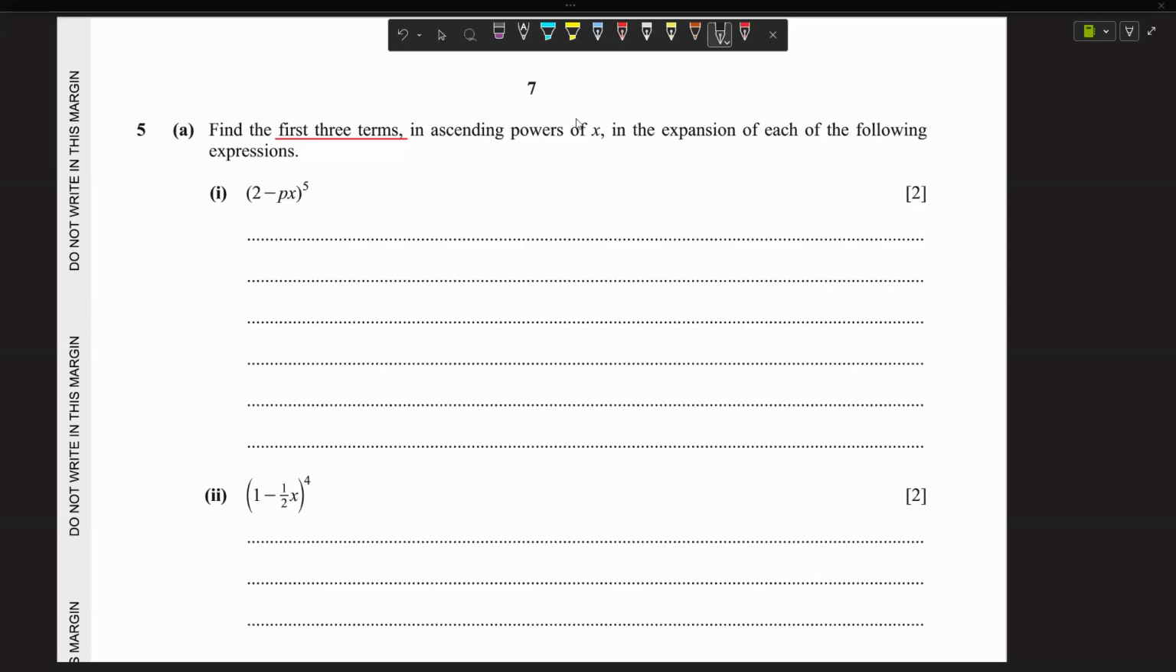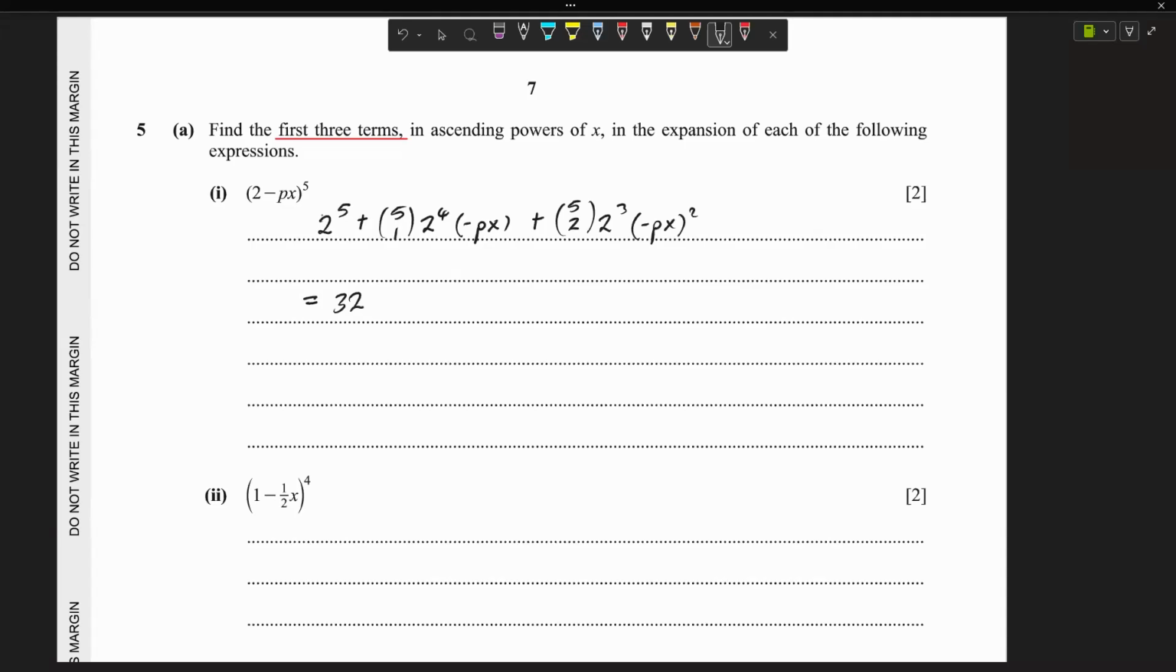All right. So that's going to be 2 to the power 5 plus 5 choose 1 of 2 to the power 4 of minus px plus 5 choose 2 of 2 to the power of 3 of minus px squared, basically. So that's what we're going to be simplifying, all right? So we know that 2 to the power 5 is 32. 5 choose 1 is 5. 2 to the power 4 is 16.